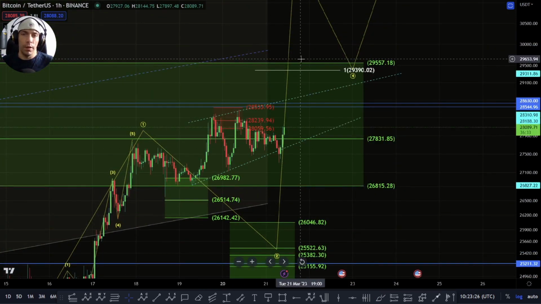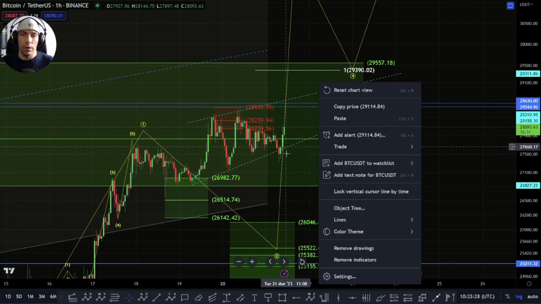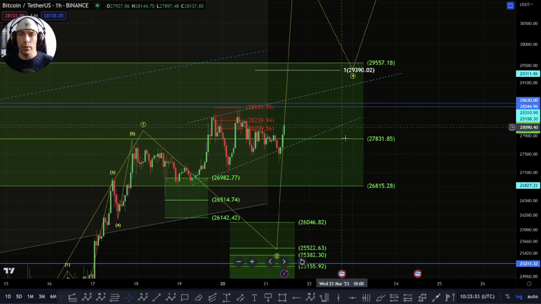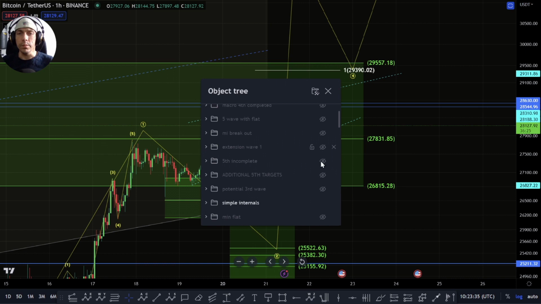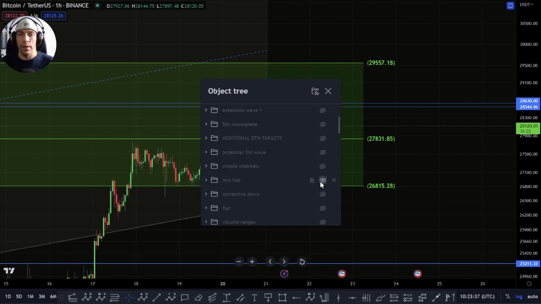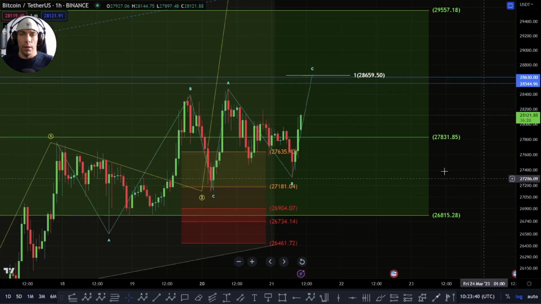This could start to move up here, like we talked about. It is looking a little bit strong within this move, so we're gonna have to see if we fail to actually break above that area of that flat, which is here. We need to be cautious of this 28,659.